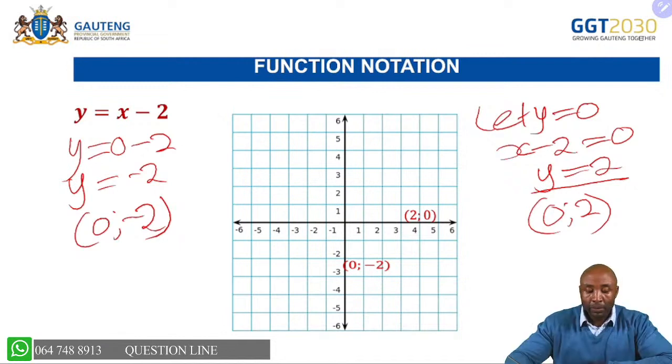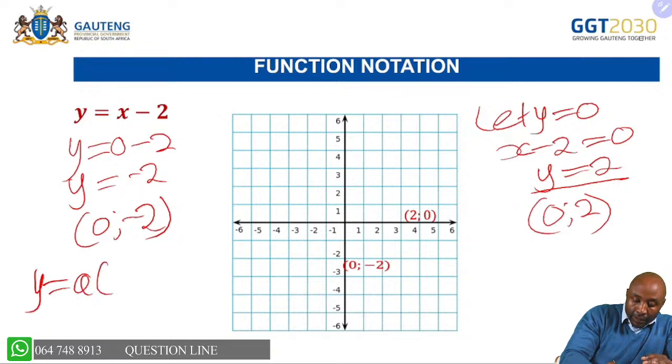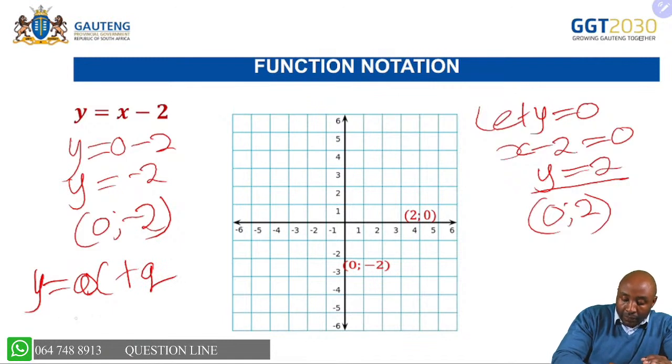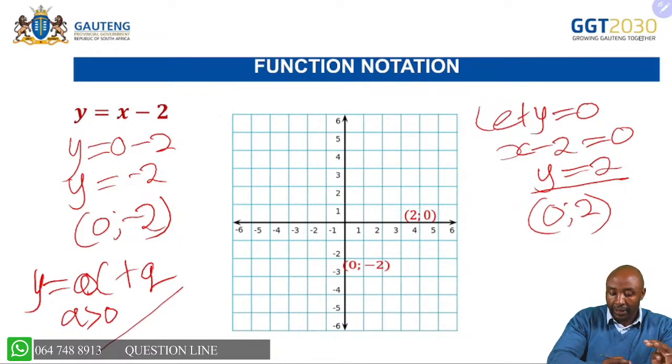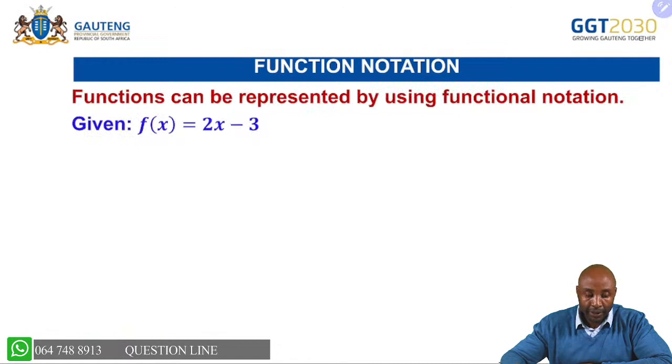I know we're using the table format, but for now, I would want us to use our parameters to help us sketch the graphs. We know that our linear function is normally given as a times x plus q. So if our a is positive, we know that our gradient is going to be positive. So it means we will have an increasing function like that. So we can easily sketch our graph like that, and we have our f of x.